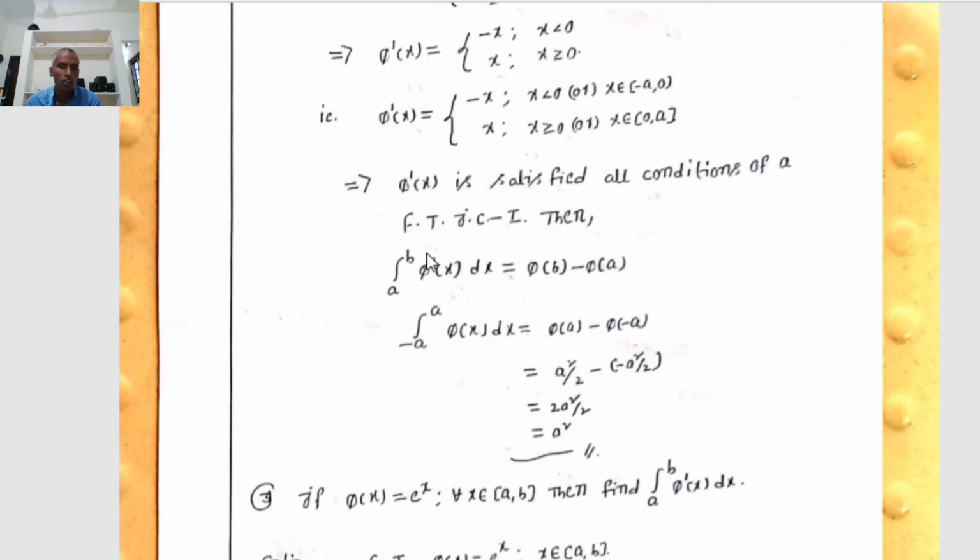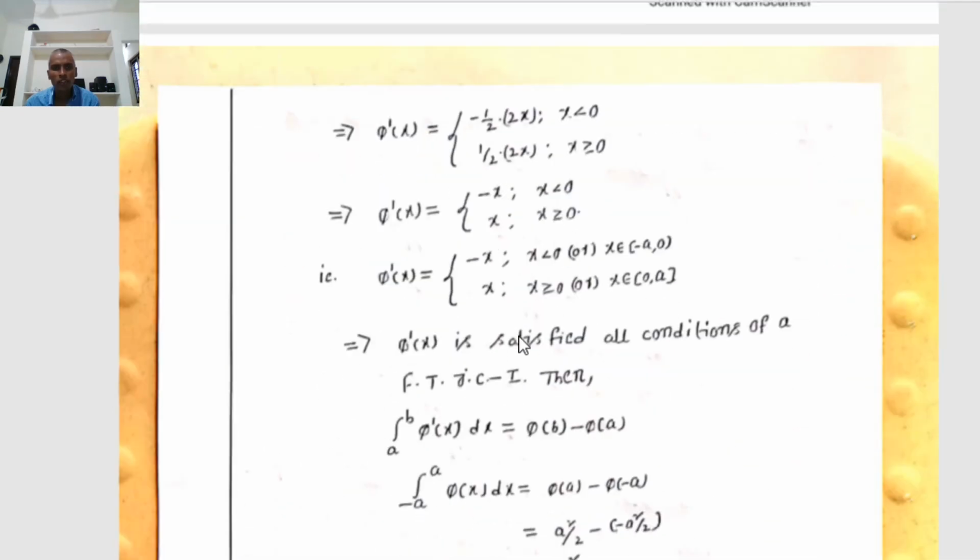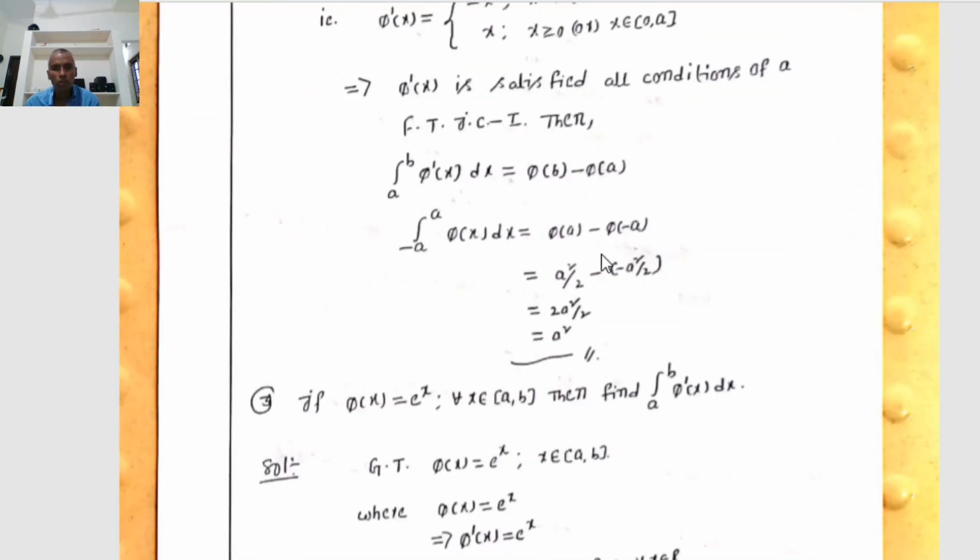Therefore, integration a to b phi dash of x dx equal to phi of b minus phi of a. Therefore, integration minus a to a phi dash of x dx equal to phi of a minus phi of minus a. Therefore, for x greater than 0, phi of a is a square by 2, minus phi of minus a, which is minus a square by 2. Therefore, a square by 2 plus a square by 2, that is 2a square by 2, equal to a square.